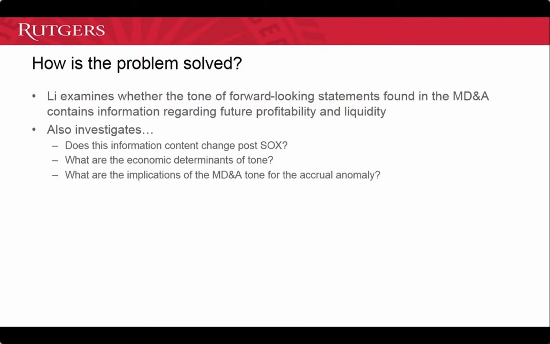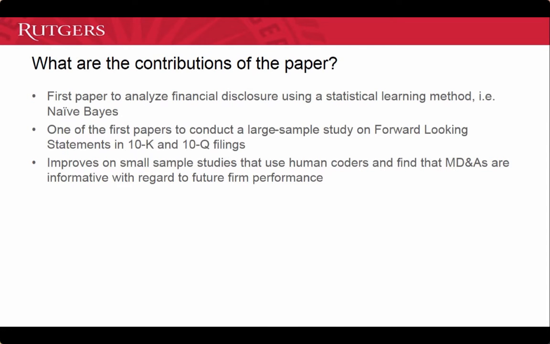So what are the contributions of this paper? They analyze financial disclosures using a statistical learning method, naive Bayes. So first paper, do that. They also conduct a large sample study on forward-looking statements, and they improve on small sample studies that use human coders and find that the MD&As are informative with regard to future performance.